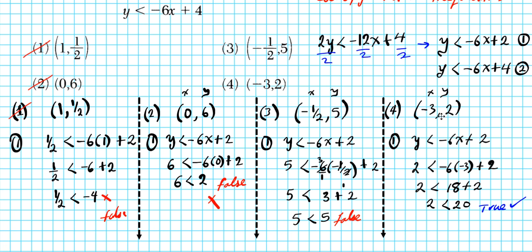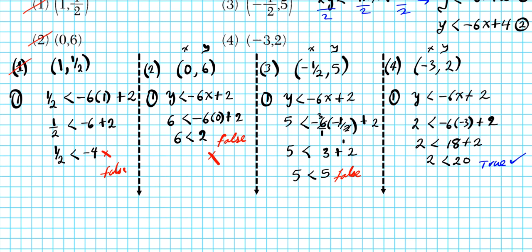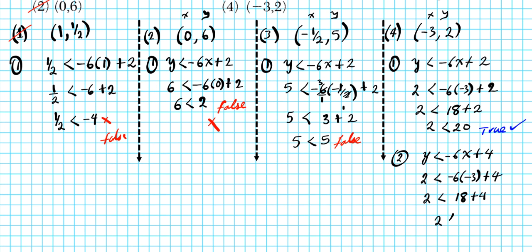Does that mean that this is the answer? No, we have to make sure that it satisfies both inequalities. Inequality number 2 is y less than -6x plus 4. Plug in 2 for y. Is 2 less than -6 times x, you plug in -3, plus 4? Is 2 less than 6 times 3, which is 18, plus 4? Is 2 less than 22?